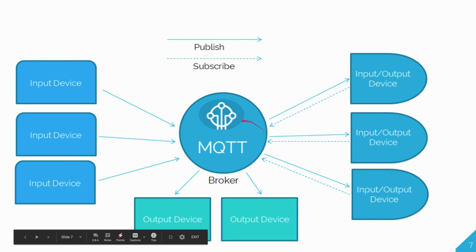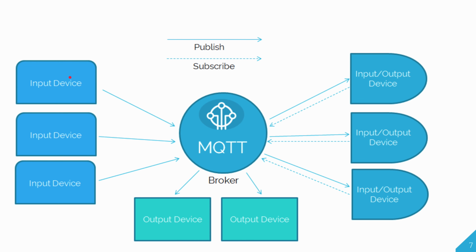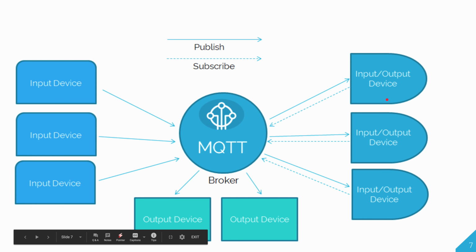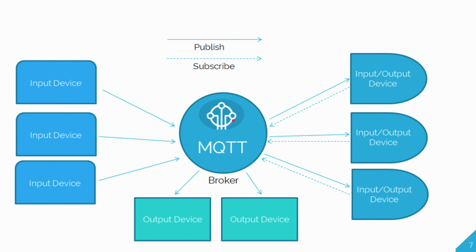So MQTT would be the broker in this case, and input devices, or devices that can give an input, would publish data to the broker, or MQTT. Then output devices, or input and output devices, will subscribe to a certain topic in the broker, and in return, the broker, or MQTT, would publish data to the output device or the input-output device.